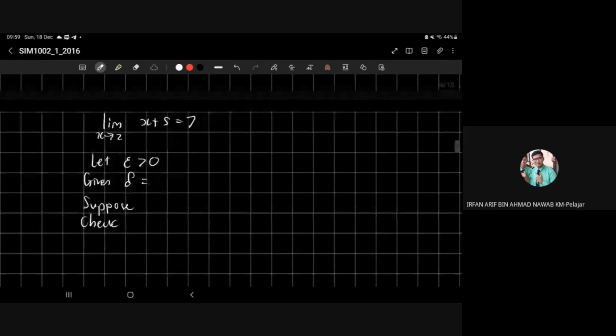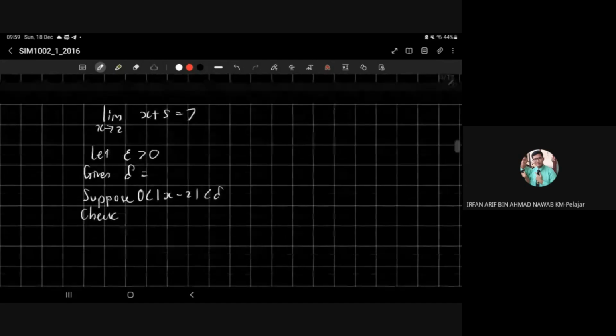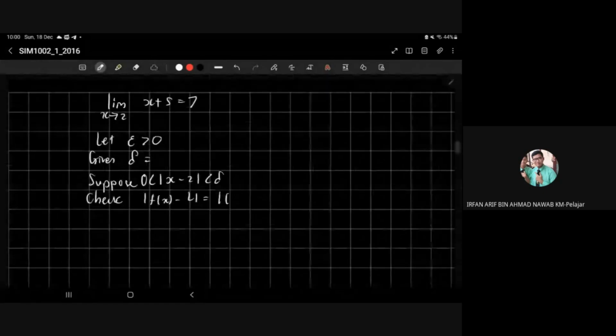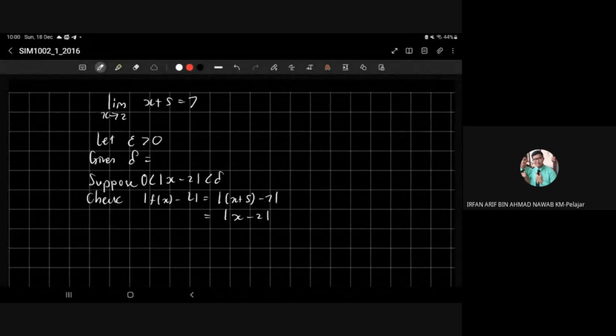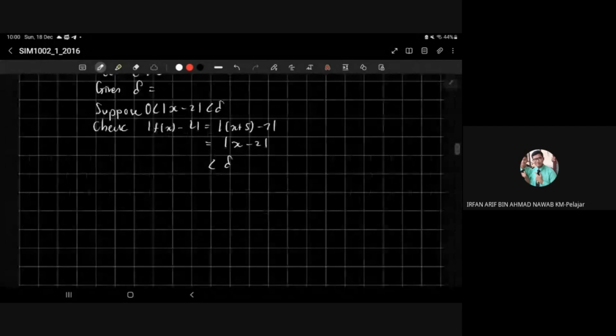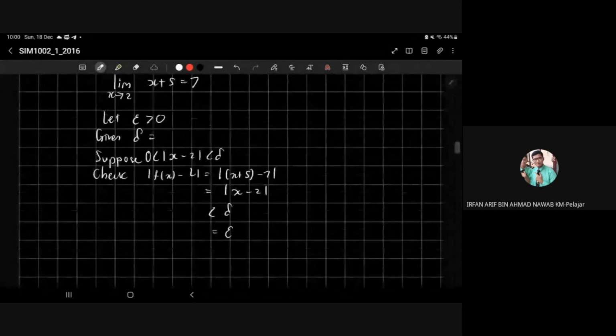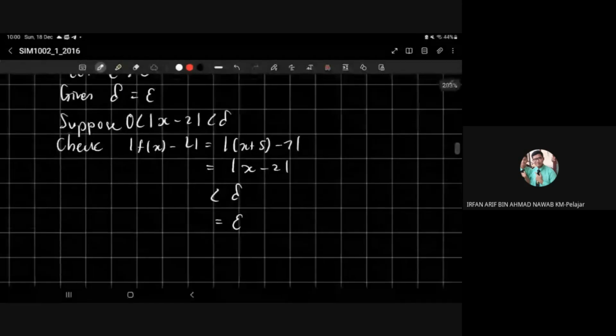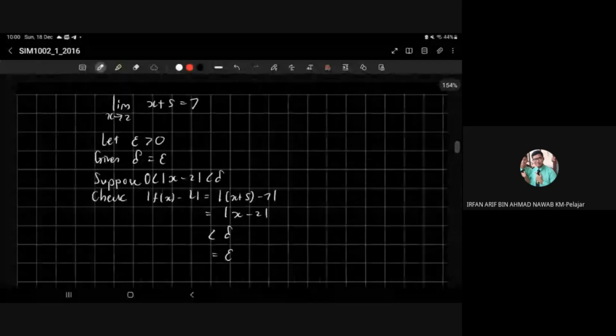And then suppose that the absolute value of x minus 2 is less than delta, with 0 less than that. Then check. Check is from here: f of x minus L, where f of x is our function, x plus 5, and our L is 7. And then it should be x minus 2. From here we know that the absolute value of x minus 2 is less than delta. So write down less than delta. Then delta is equivalent to epsilon. Here are the fundamentals of what we are going to prove.